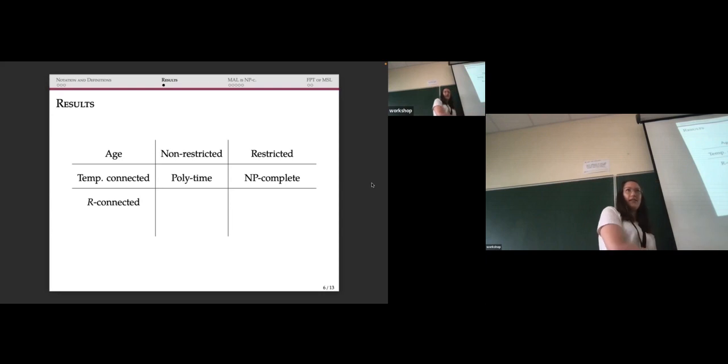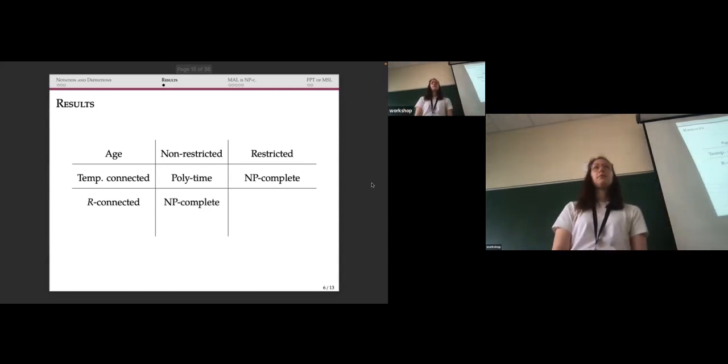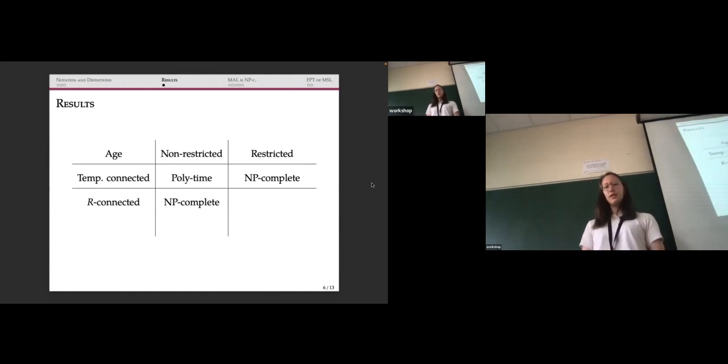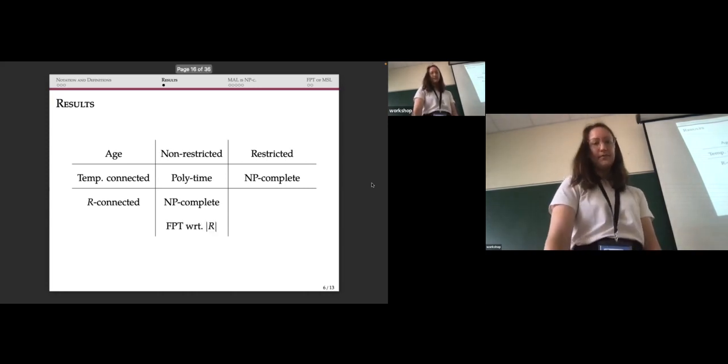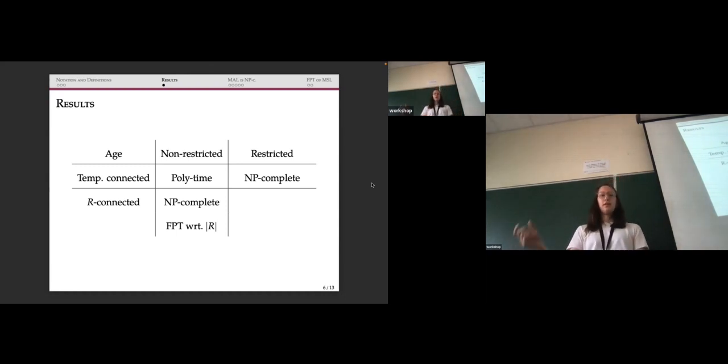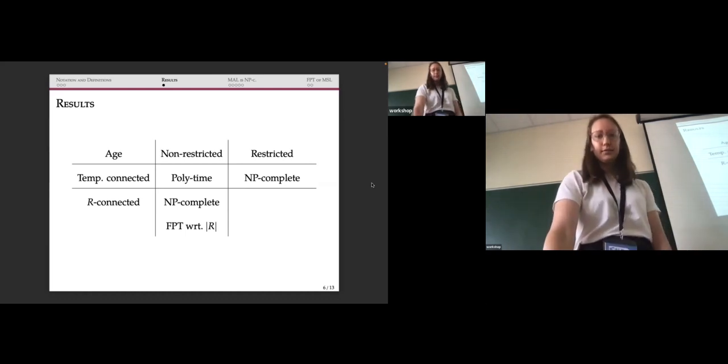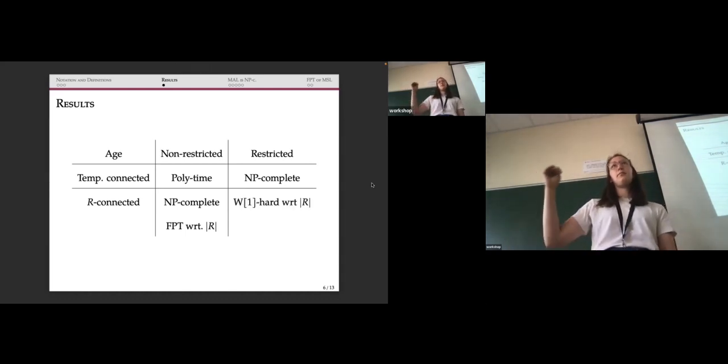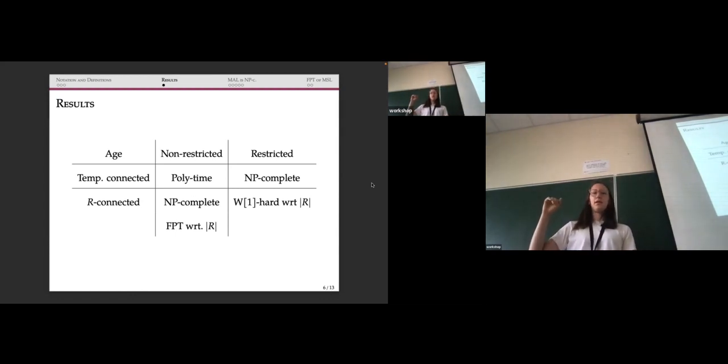Similarly, we went to the Steiner version of the problem. We have terminals that you want to reach each other. If the maximum label here is unbounded, so you can use whatever you want, then the problem becomes NP hard, NP complete. But we found an FPT algorithm for it with respect to the number of terminals, the number of vertices you want to connect among each other. In the case where the H is also restricted, the problem becomes W1 hard with respect to the number of terminals. Is there any question up to now?